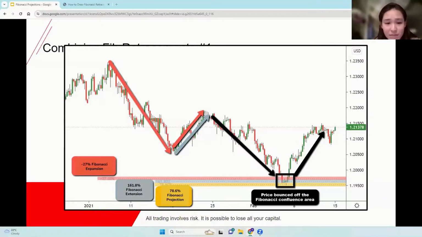And then we have a 78.6% Fibonacci projection. So you can see all of these levels line up closely, giving you a confluence area. Most of the time for confluence areas, we're looking for a small area, not so much a specific level. So it's okay if your levels deviate from each other by a little bit. Okay, so you can see price bounced off the Fibonacci confluence area over here.